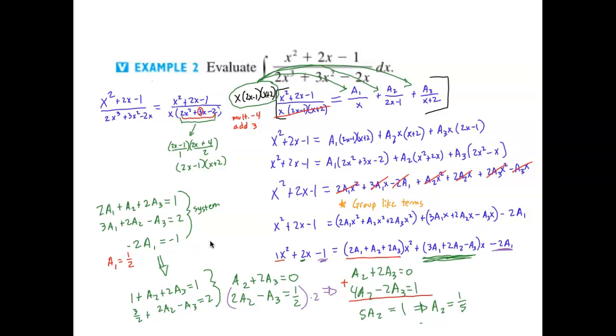Right, so once we know a2, I'm going to plug it in. You can plug it into any of these equations, and you'll get the same thing for a3. I'm just going to plug it into the top equation. That seems the easiest to me. So that's a fifth plus 2a3 equals 0. Subtract a fifth and divide by 2. You're going to get a3 is negative 1/10.